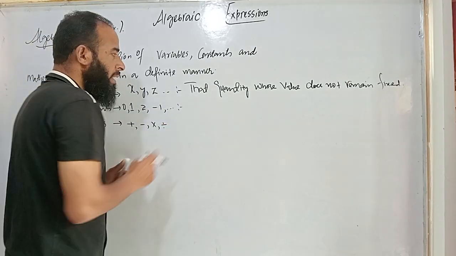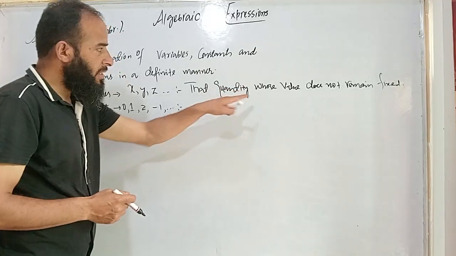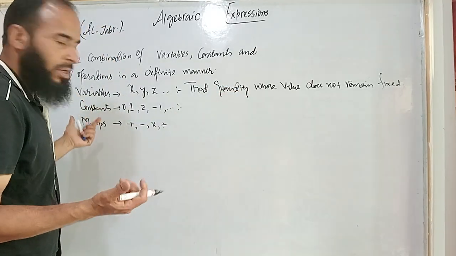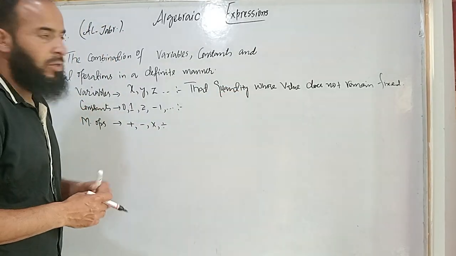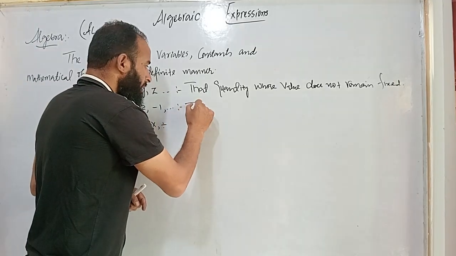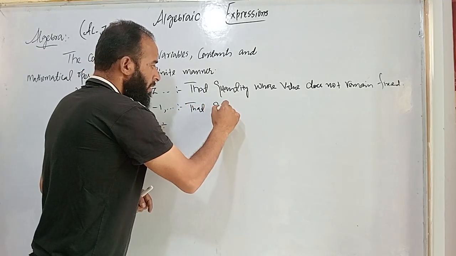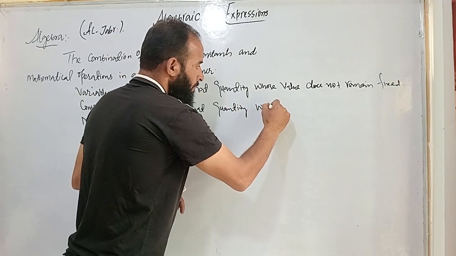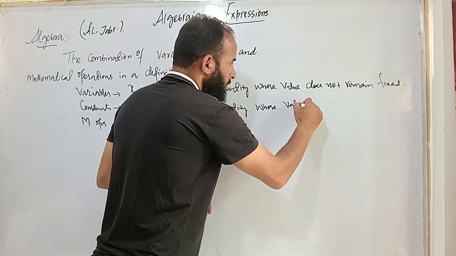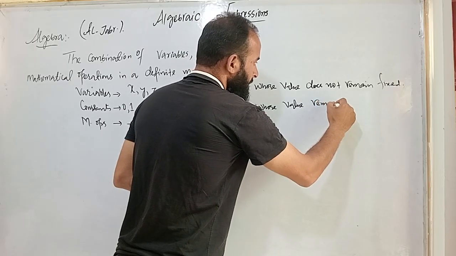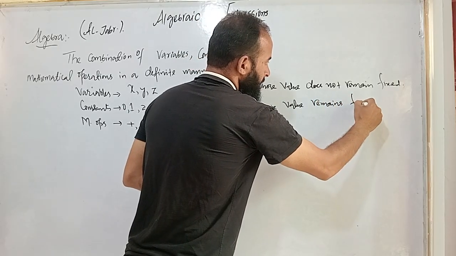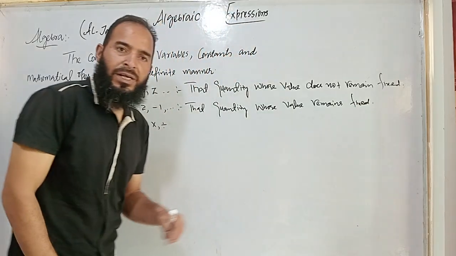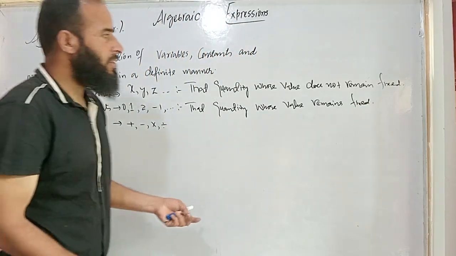And what do we mean by a constant? Constant is simply the opposite of a variable. So that quantity whose value remains fixed, or whose value does not change.